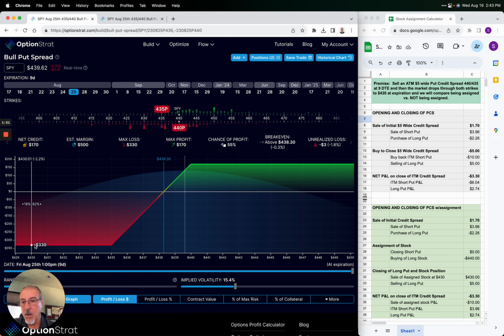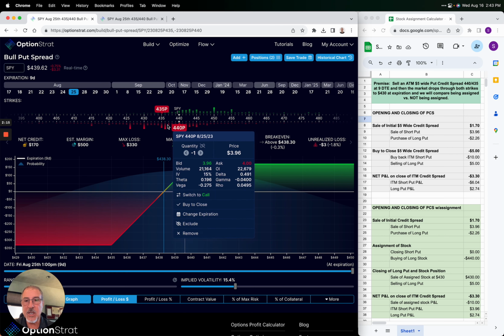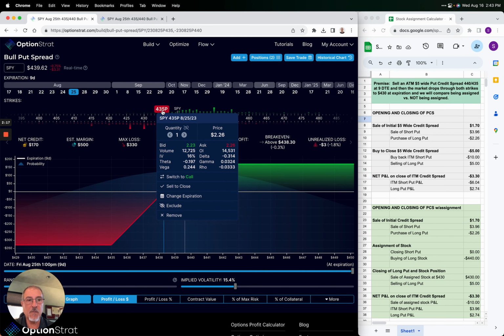Now, per our diagram, that means that we would be losing $330 in this spread. So let me share with you how that happens. The first thing we do in the spread, of course, is we go and we sell our initial spread. So we sell this put credit spread. We're selling the 440 here for $3.96. We're buying the 435 for $2.26. So these are the two prices.